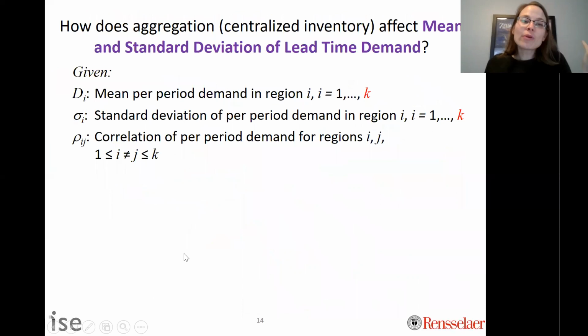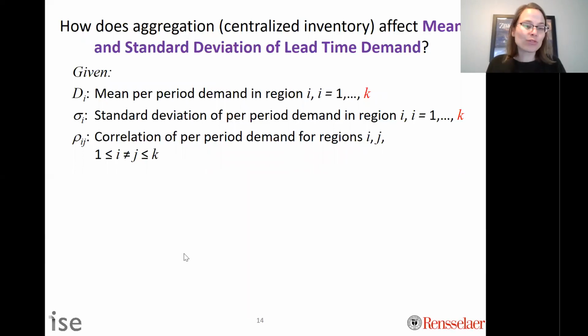All right, so how do we get at that? So how does aggregation or centralizing inventory from 3 locations into 1 affect our mean and standard deviation of lead time demand? So we have to be given some information. We need to know the mean per period demand in each of the regions. We also need to know the standard deviation per period demand in each of the regions. And then we should know the correlation between demand in each of these regions.